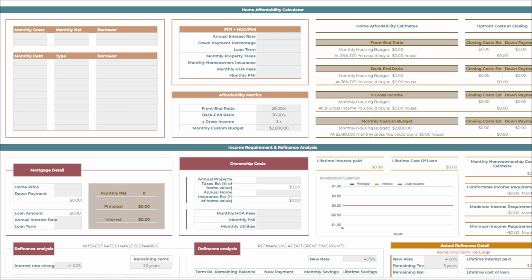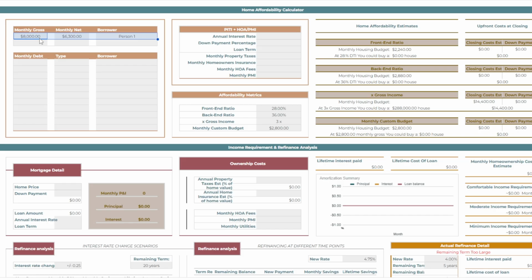Now, let's take a look at the Mortgage Analysis tab. This section is designed to answer how much home you can realistically afford and whether refinancing makes sense over time. At the top of this tab is the Home Affordability Calculator. This is where you start by entering your income, and if there are multiple borrowers, you can enter income for each person separately, along with the assumed annual interest rate, down payment percentage, and loan term. So the affordability calculations reflect the type of mortgage being evaluated.